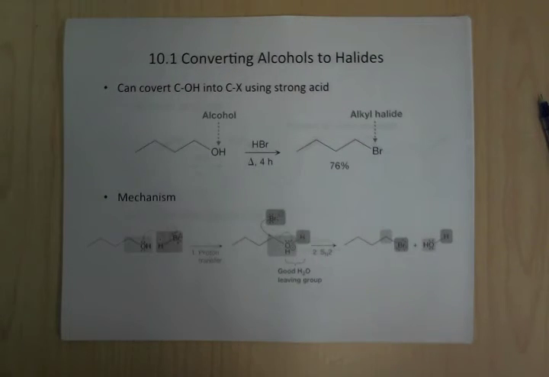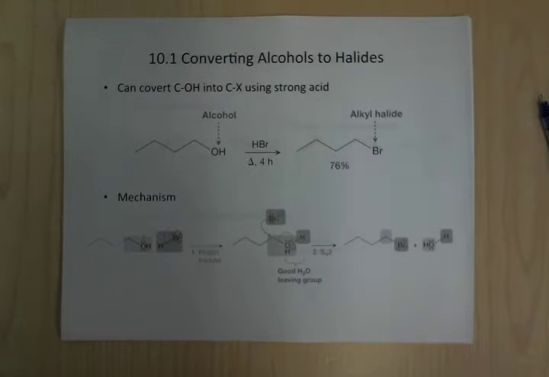Okay, so we're moving on to chapter 10. We're going to be doing part of it. This chapter is going to be a lot of looking at converting things like alcohols to halides, into SN2 type chemistry, and using oxygen nucleophiles, things like that.